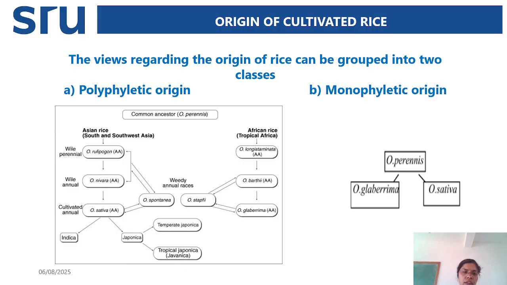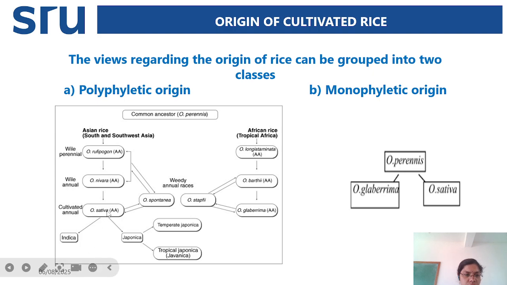So it is also grown in the tropical countries, and this Javanica are called as bulu types. So this is how the Asian rice was originated from Oryza rufipogon. The Oryza nivara was obtained, and from Oryza nivara the Oryza sativa was obtained. This is the cultivated rice, that is the Asian rice.